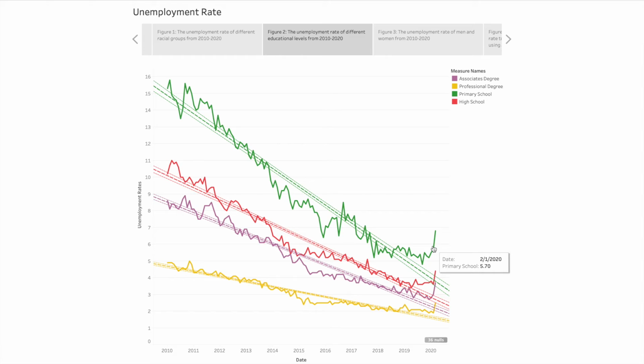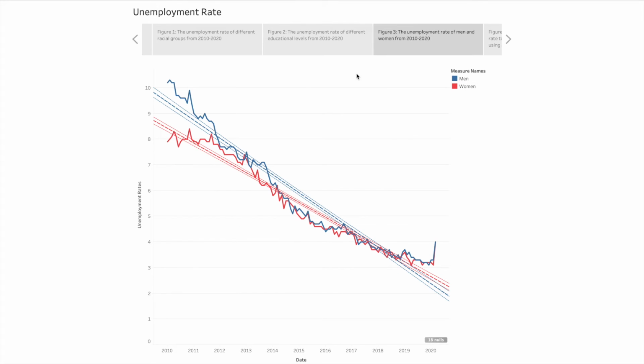The next time series is the unemployment of women and men. Here, we see that women had a lower unemployment rate at the start of 2010, while men had higher. But as the years continue on, we see that the unemployment rate of men is decreasing at a higher rate, that the trend line shows that the unemployment rate of men will drop lower than women.